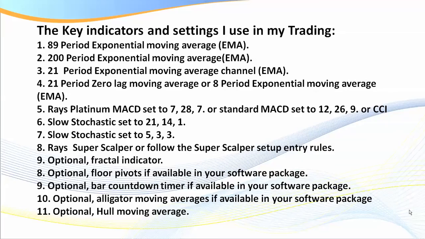So these are the key indicators and settings that I use in my trading. Number 1, we use an 89 period EMA. Number 2, a 200, and both of these are used to give me the overall direction of the trend. Now the 200 is particularly useful if you only have 1 or 2 screens and you don't want to be looking at an anchor chart.